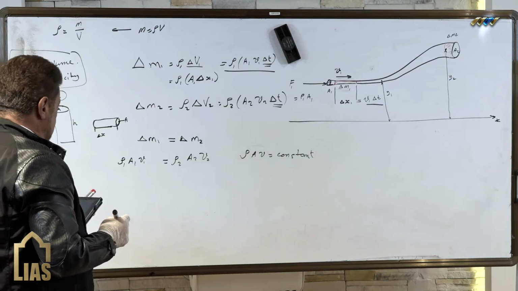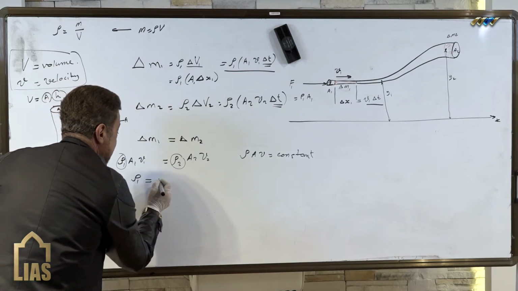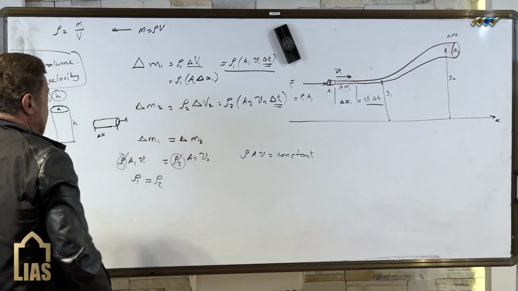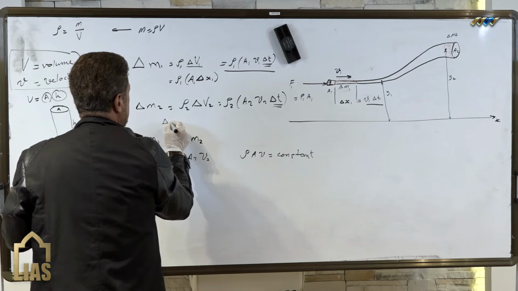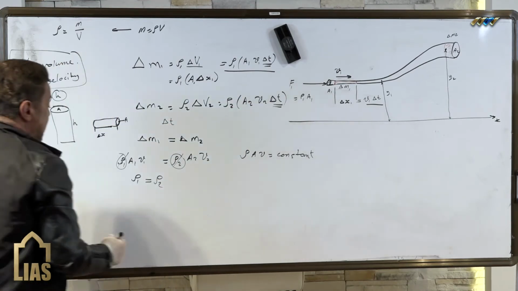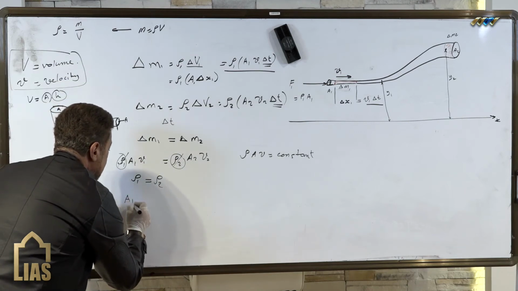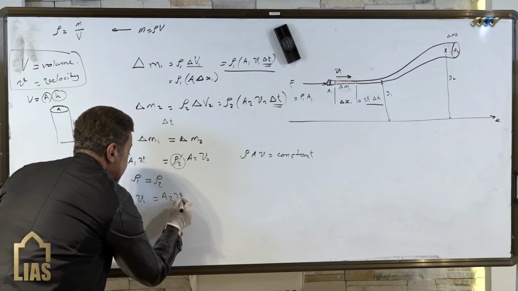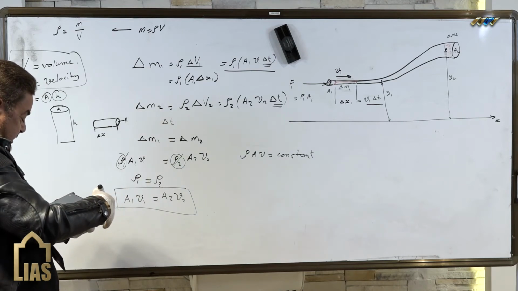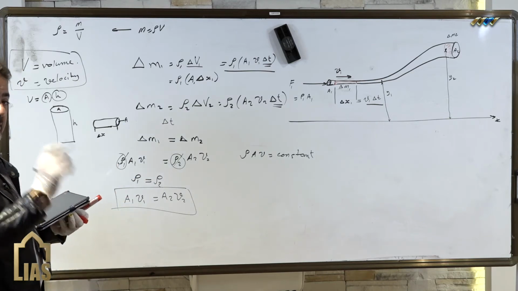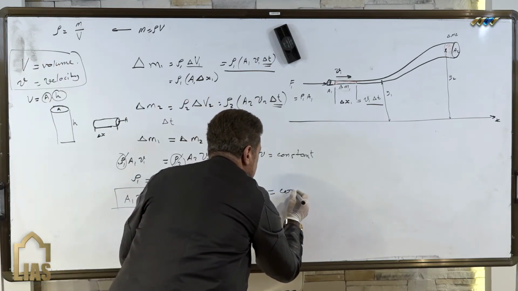Now we have, it's the same fluid. Then is rho 1 the same as rho 2? We'll take it out. Delta t is the same. In this case here, rho 1 is the same as rho 2, the same fluid, the same density. Then we have that A1 V1 is equal to A2 V2. Okay, this is the equation of continuity for an incompressible fluid. AV also is constant.